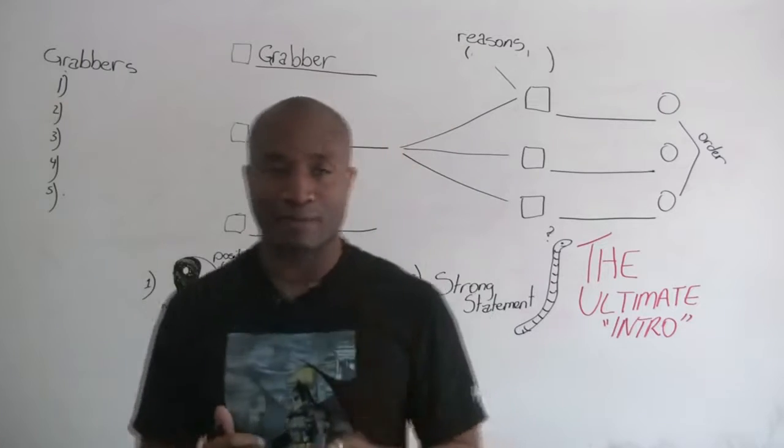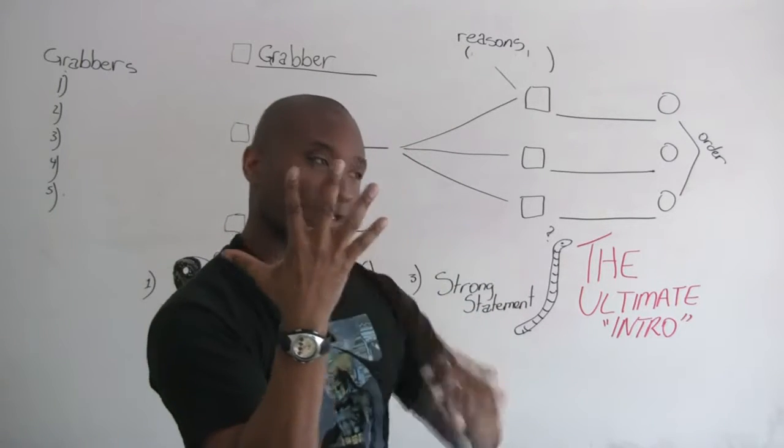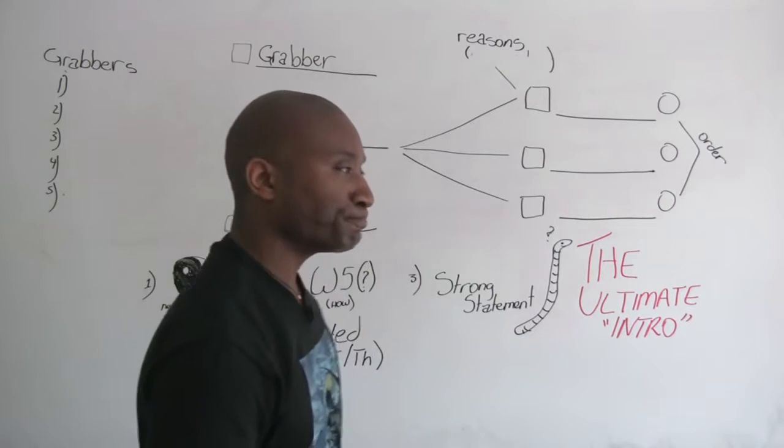Well, how do we get a good grabber? Well, there are 5 basic ways we usually talk about. The 5-finger method, right?